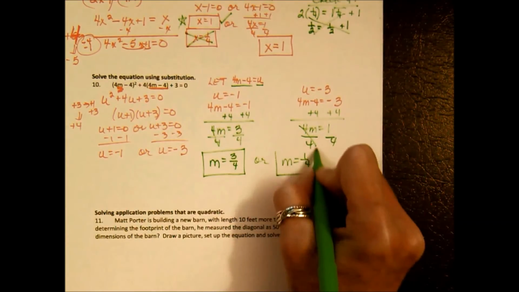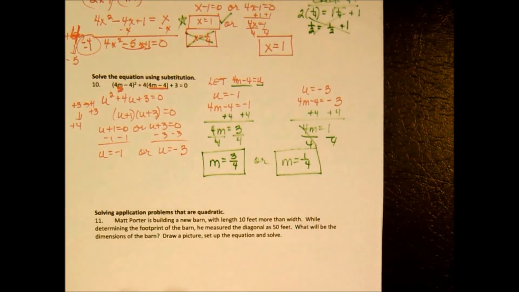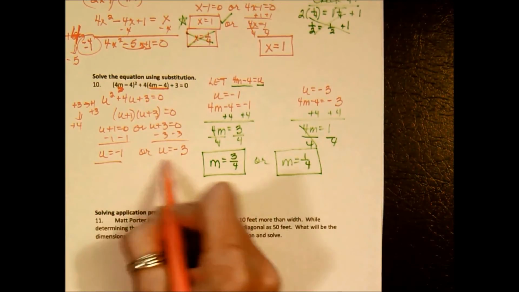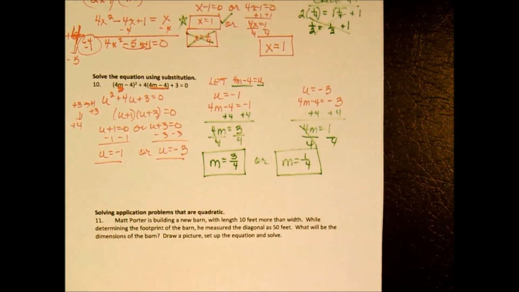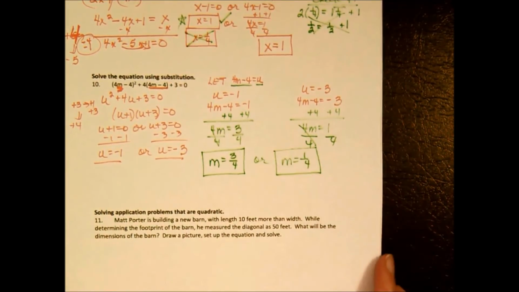I didn't square anything, so I'm not forced to check them, but it's just that when you get to the u equals, it makes you think you're finished. But remember to back substitute, go back and substitute in to get the original variable.